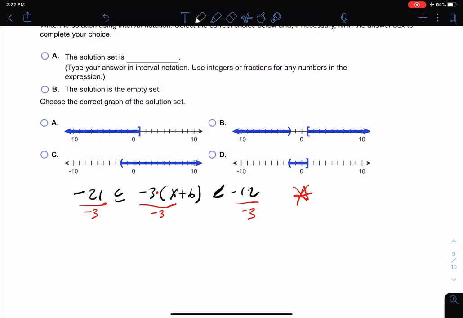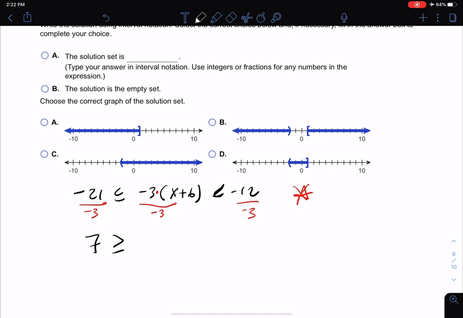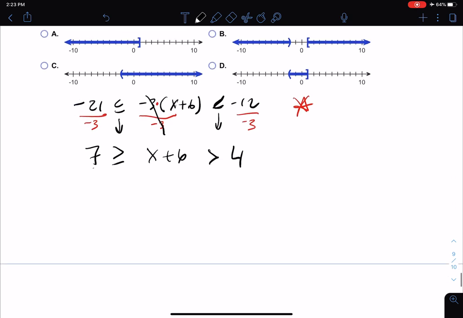This gives us negative 21 divided by negative 3 is 7, and I had to flip. And that reduces, and now I've got x plus 6. And so these inequalities must reverse. Negative 12 divided by negative 3 is positive 4. You can see that in terms of the format, I've got the big number on the left and the small on the right. If I just flip those around and reverse my inequalities, everything would be good again. But let's save that for the end.